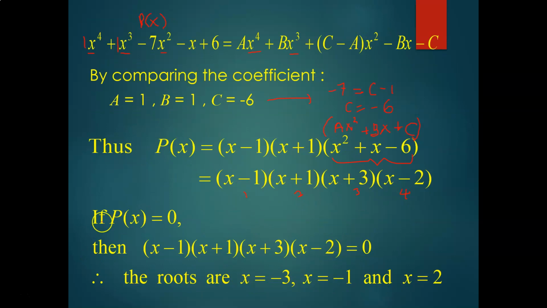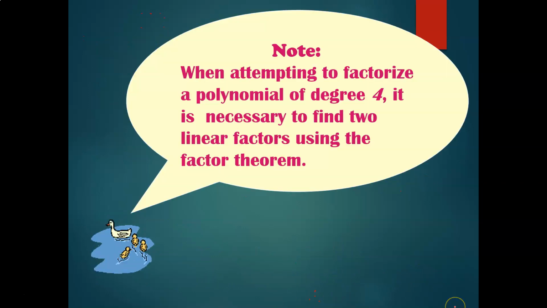Cukup. Then we can say that if px equal to 0, then x minus 1, x plus 1, and so on and so forth must be equal to 0. So the roots, you ambil balik yang daripada sini. Roots ni cuma you tulis dalam bentuk ada equal sign. X equal to 1, X equal to negative 1, X equal to negative 3, X equal to 2. So inilah dia. Okay, I'm sorry. We have another one. X equal to 1. So you have 4. Okay, that's it.